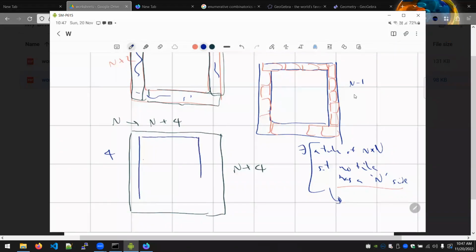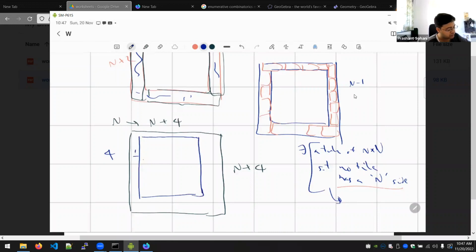Like 1 plus 3. Exactly. So let's leave a gap of 1 over here and 3 over here. And similarly 1 at the top and 3 at the bottom. And now see what happens. So the inner rectangle is still n cross n, which we know we can tile using n tiles.